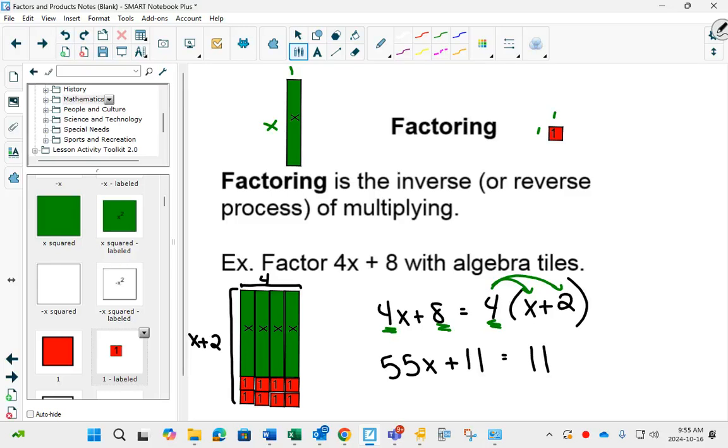Can you see that it would be 11? And then if I put the brackets here, and this had to multiply to give me 55x, can you see that there would be a 5x left? That would give me 55x. And if I have a plus sign, I'll need a plus sign here. And 11 times what is 11? 1.